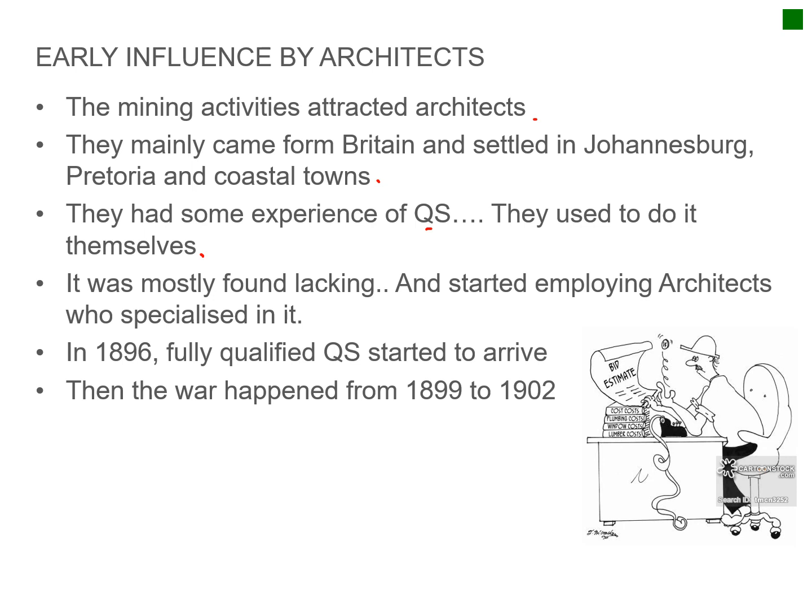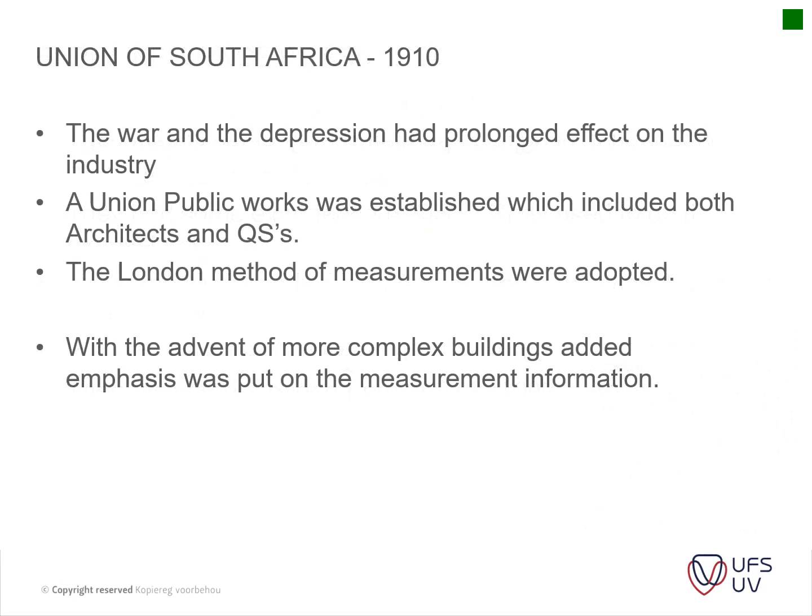It was mostly found lacking. What happened was architects started specializing in quantities, and then in 1896 fully qualified QSs started to arrive also from overseas. And then the war happened in 1899 up to 1902. And then after the Union of South Africa in 1910, the war and the Depression had prolonged effect on the industry, and the Union Public Works was established, which included architects and QSs afterwards.